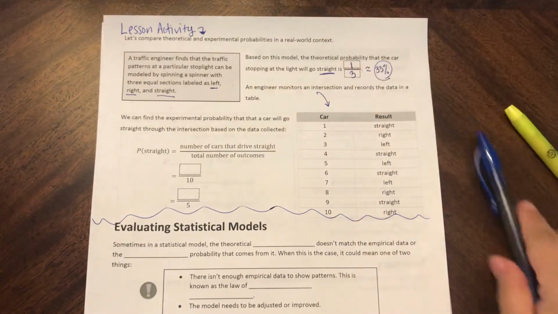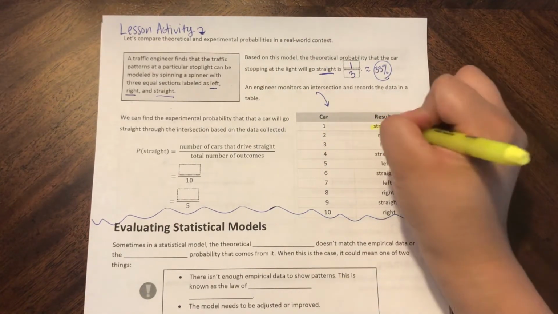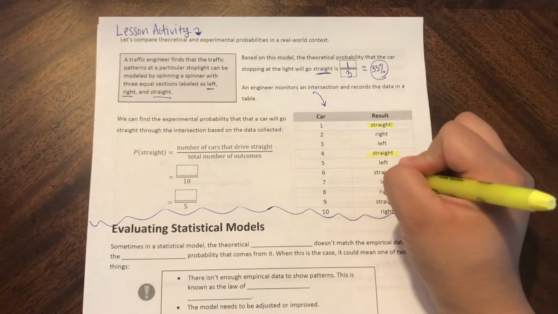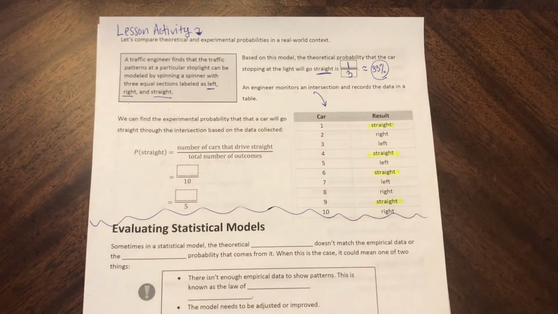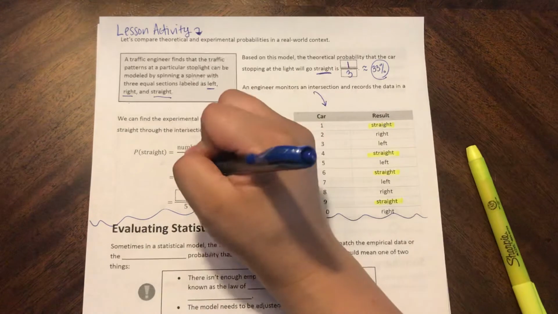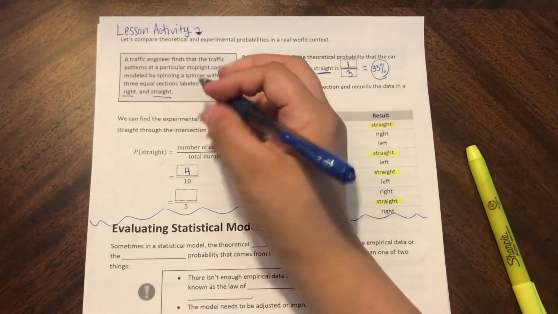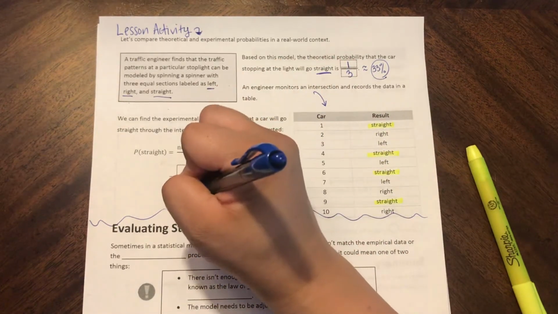Okay, so let's look at how many went straight. So number 1 went straight, number 4, number 6, and number 9. So 4 out of 10 cars went straight. That reduces to 2 over 5.